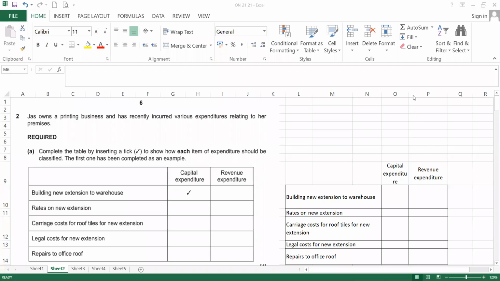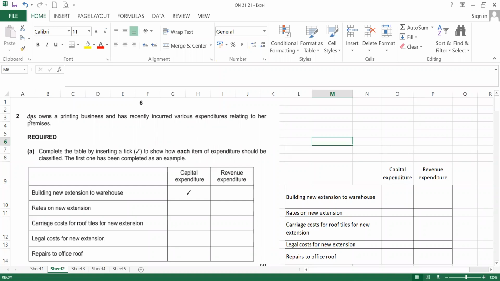Second question. Jess owns a printing business and has recently incurred various expenditure related to her premises.